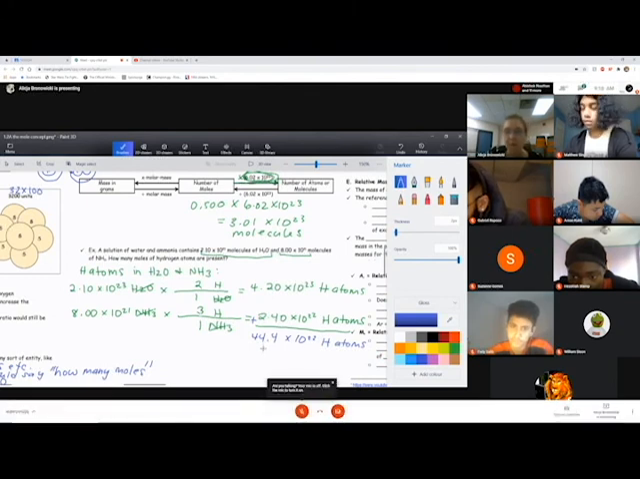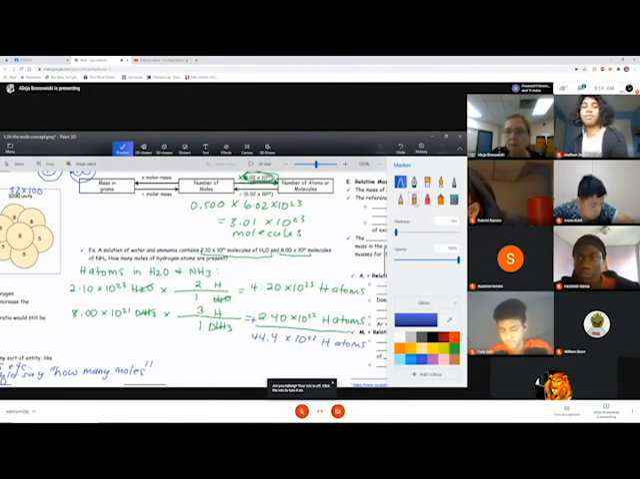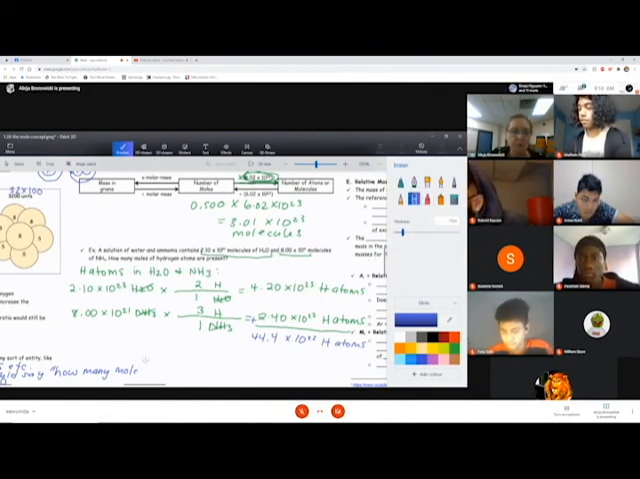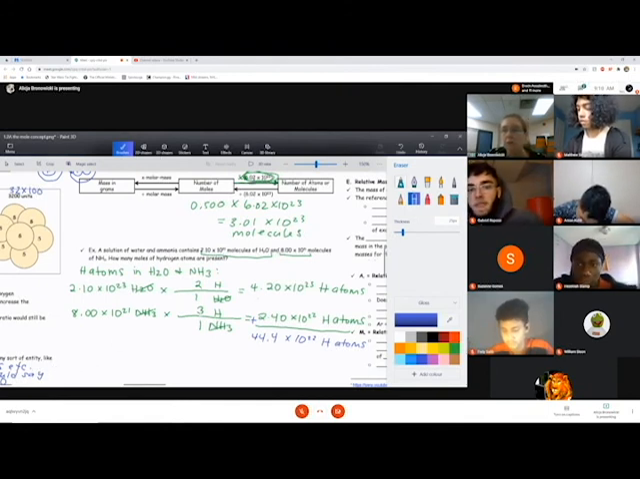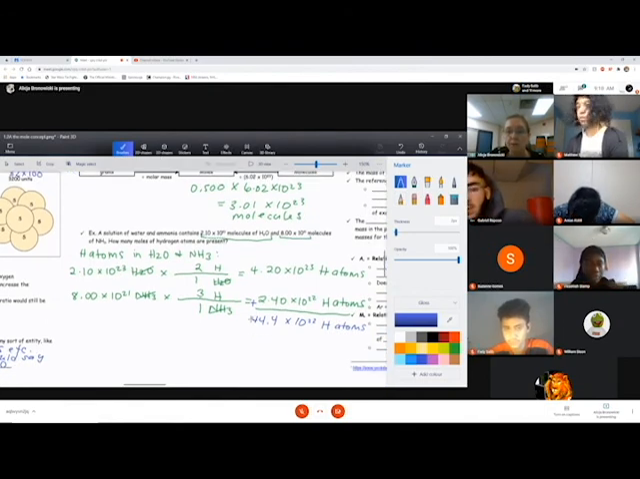So this is not proper scientific notation, but let's just leave it like this. This is only an intermediate part of the calculation, so we'll adjust our scientific notation at the end. Okay, so now yes. Why is it times 10 to the 22 again?